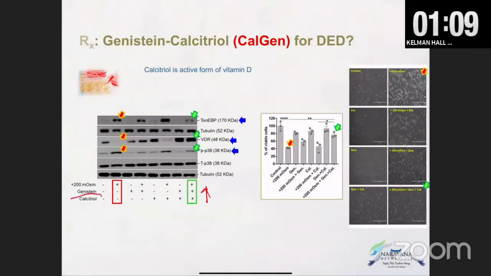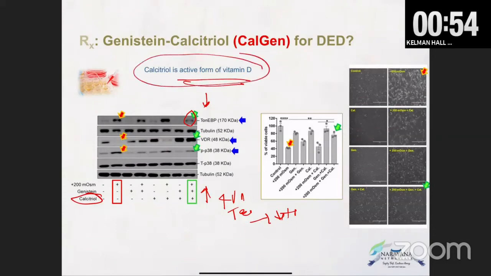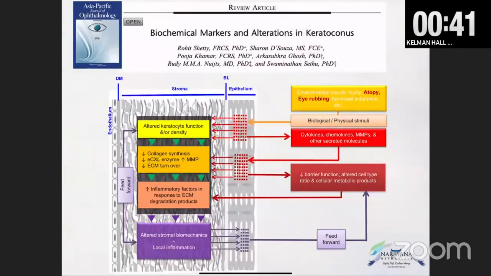Increase your calcitriol on the ocular surface, the TonEBP reduces. That means increase your vitamin D, the TonEBP reduces. That means hyperosmolarity reduces. It's a very, very important point. And this is a very important form. That is why we need drops which contain calcitriol in the future, which we are working towards, which will improve or increase the VDR receptors and also reduce the TonEBP, which is very responsible.